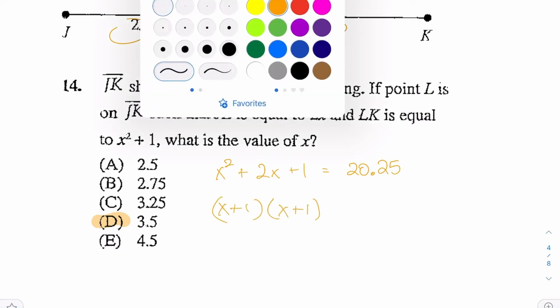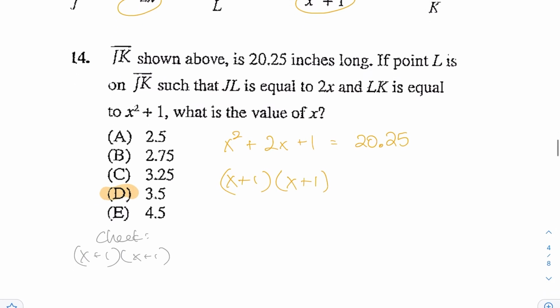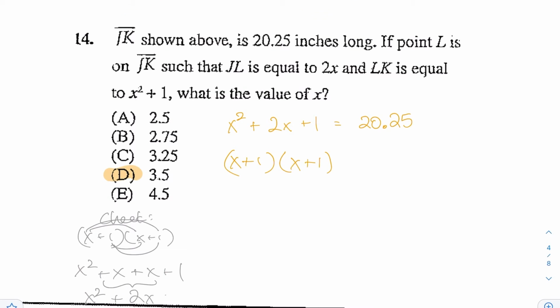You can always double check by FOILing. If you check this, the first and outer will be x squared plus x, and then the inner and last is also x plus 1. So this turns into x squared plus 2x plus 1, which is what we had.